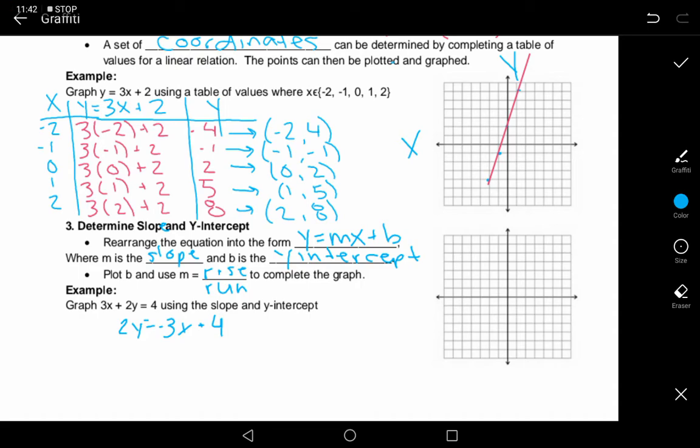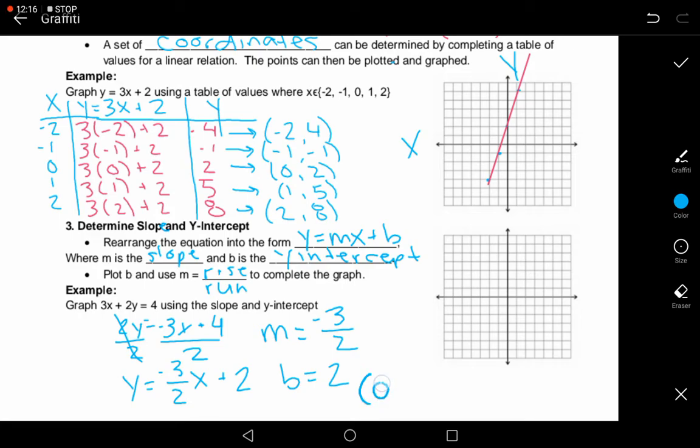Almost there, but we need y to be all by itself. So I actually need to divide everything by 2. These will cancel. Obviously, not so much over here. So we're left with y equals negative 3 over 2x, and 4 divided by 2 is just 2. So we already have all the information that we need because remember, this is in y equals mx plus b form. So our m is negative 3 over 2, and our b is 2. If we know that b is 2, that's actually the point 0, 2, because it's our y-intercept. It has to be on that y-axis.